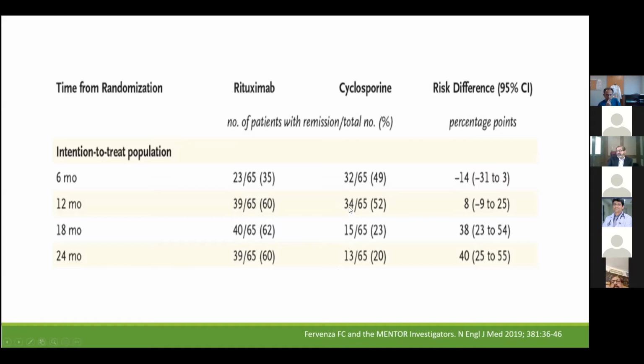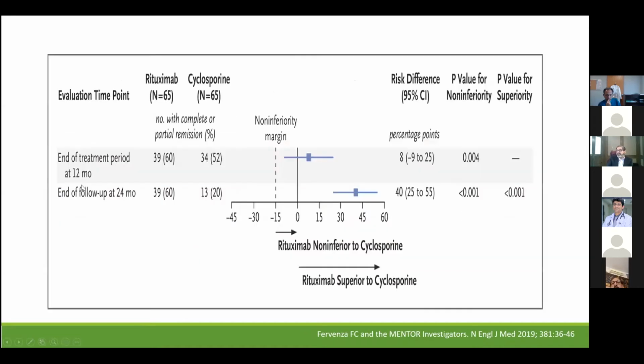So essentially what you're seeing here is that once you've stopped treatment at 12 months, you're beginning to see relapses. So cyclosporin is not looking too good. Rituximab at 12 months was non-inferior. Your confidence intervals are spanning this, but it's still showing a trend towards superiority. But solidly, we can say that at 12 months, rituximab and cyclosporin are the same. Rituximab is not inferior to cyclosporin, which was the primary endpoint.